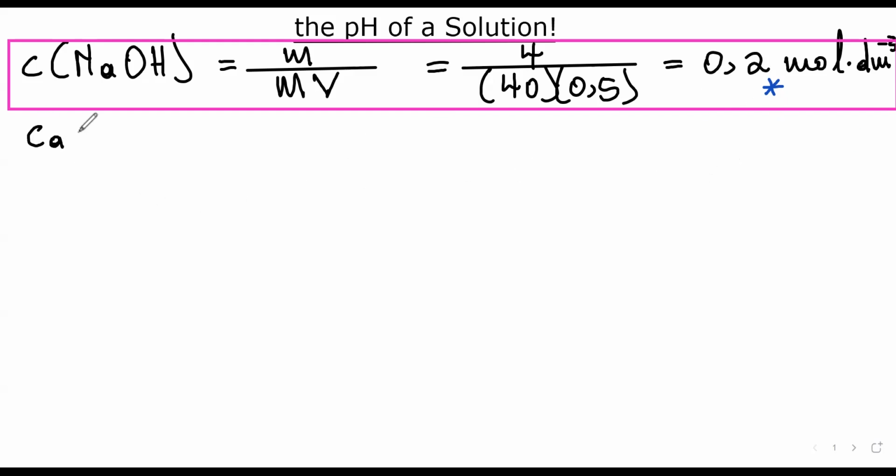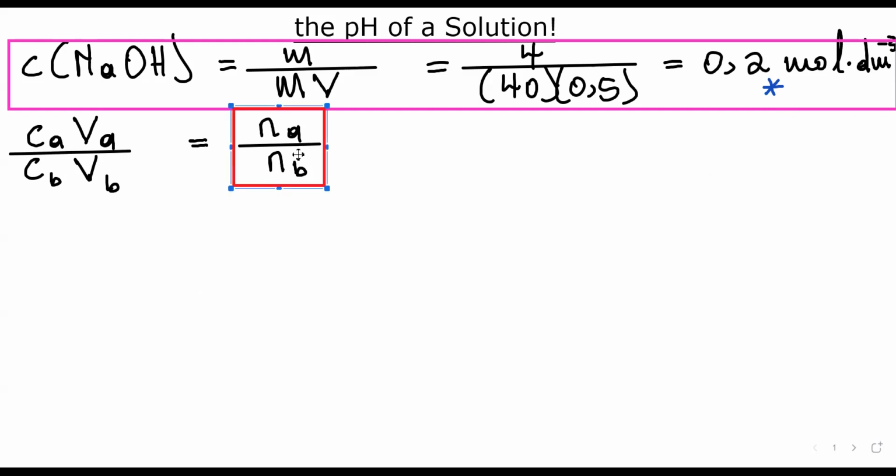So we say that the concentration of the acid times the volume of the acid divided by the concentration of the base times the volume of the base is equal to the number of moles of the acid divided by the number of moles of the base. And remember, this one comes from the balanced chemical equation. It's the mole ratio. Okay? Well then, the concentration of the acid is what we are looking for.